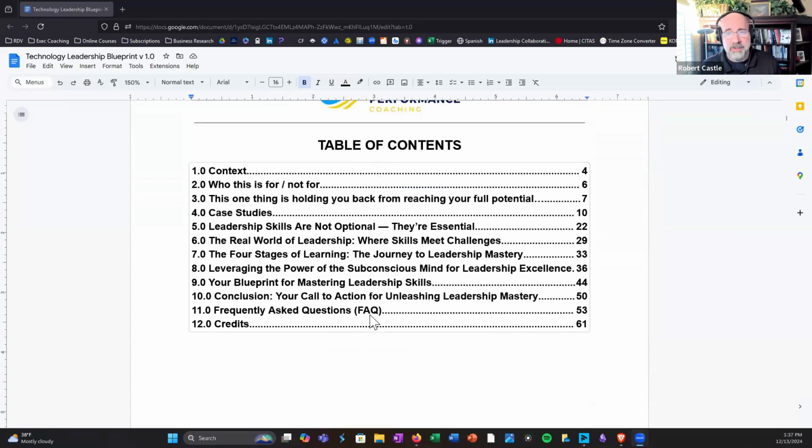Now, first, let's go through the table of contents. We've got 12 chapters: context, who this is for and not for, the one thing holding you back from your full potential, some case studies, the importance of leadership skills. They're not optional, they're essential. The real world of leadership, where skills meet challenges. That's where the rubber meets the road.